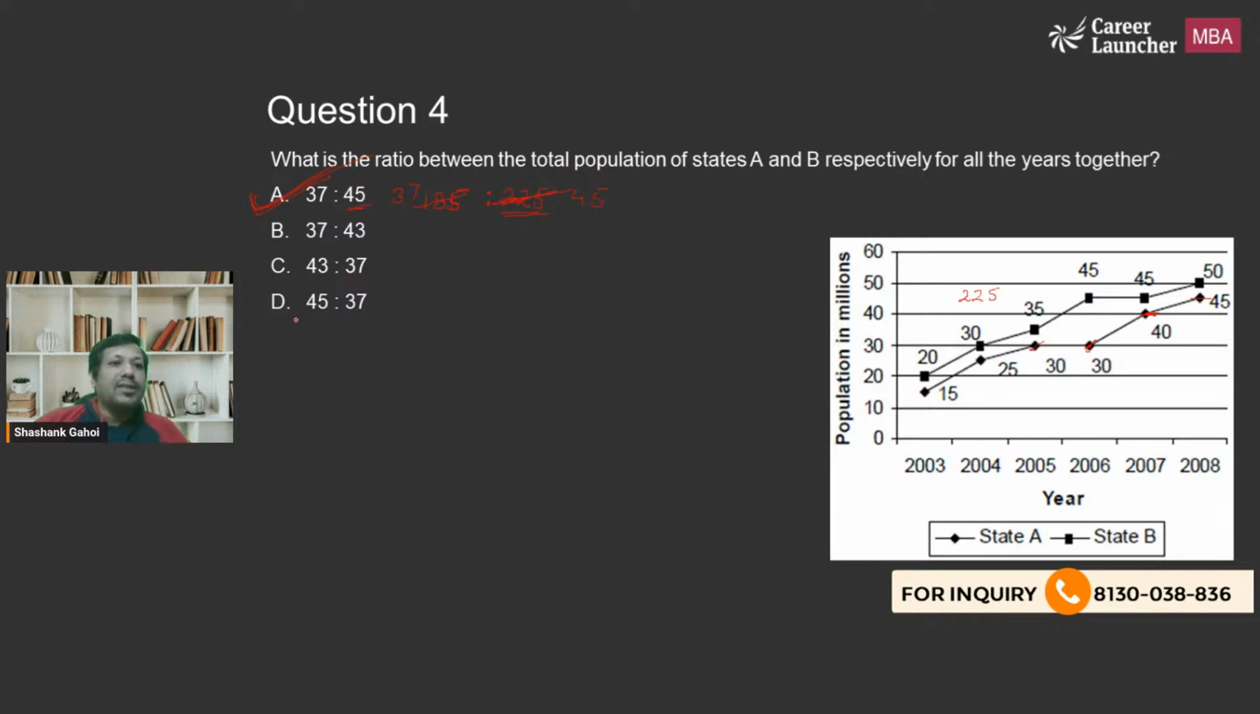Now, if you see, there is one more option, option D, that is 45 is to 37. But whenever you see these kinds of options, you need to be extra careful, because the question is talking about state A and state B. State A is going to come first and state B is going to come later. That's the reason the answer will be 37 is to 45, not 45 is to 37. I hope I am clear to everyone.